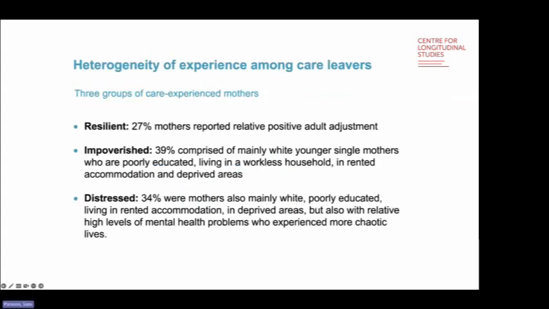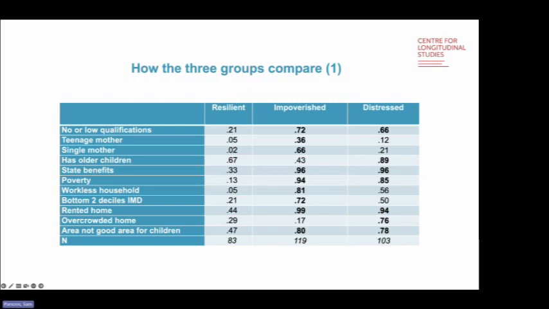So we have identified 3 groups of care experienced mothers after classifying them from a range of characteristics, including their education attainment, employment status, finances, housing, physical and mental health. These 3 groups of care experienced mothers we have labelled as resilient, impoverished and distressed. I know this is a bit of a busy slide, but I wanted to clearly show how the characteristics and experiences of the 3 groups of care leaver mothers vary.